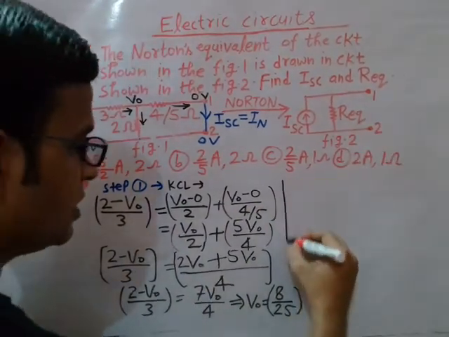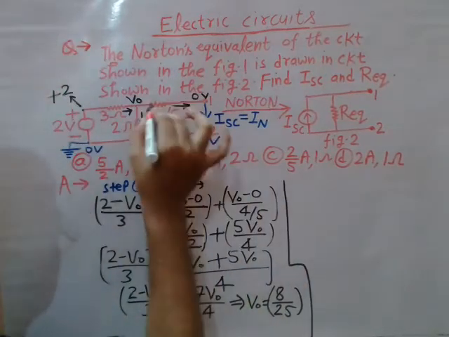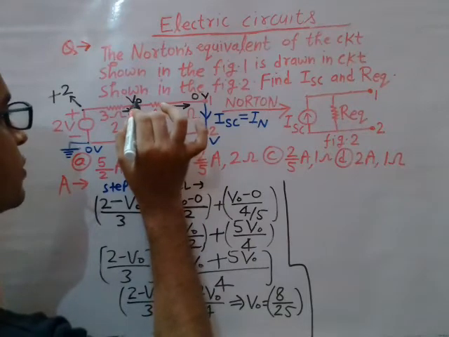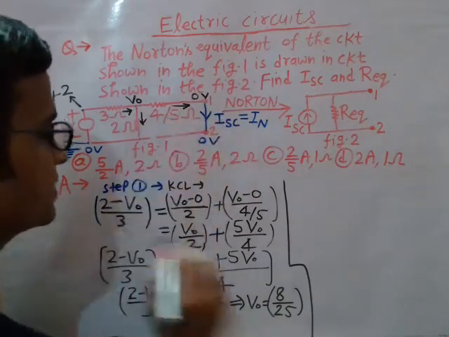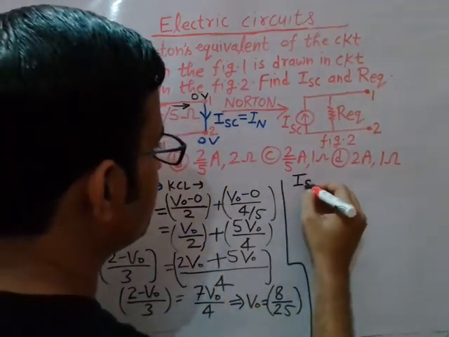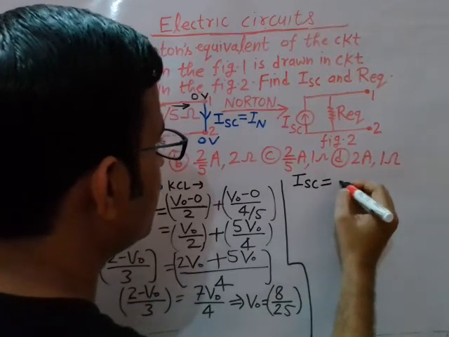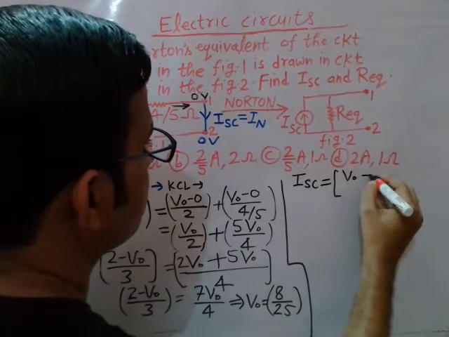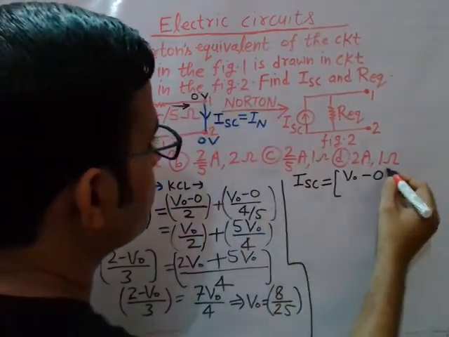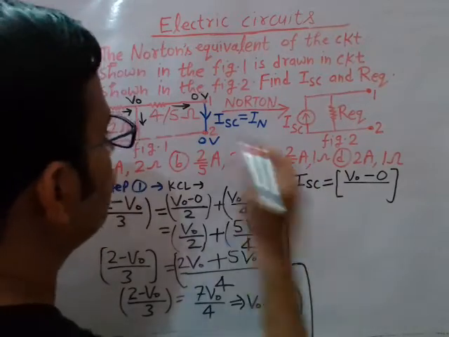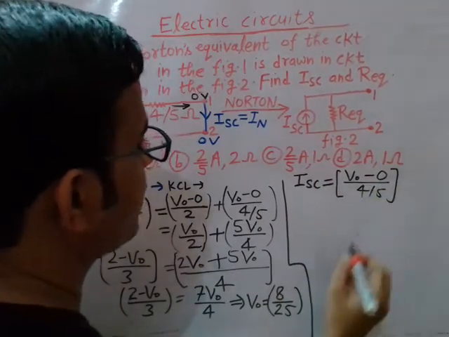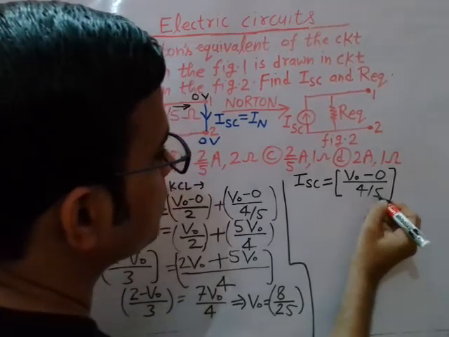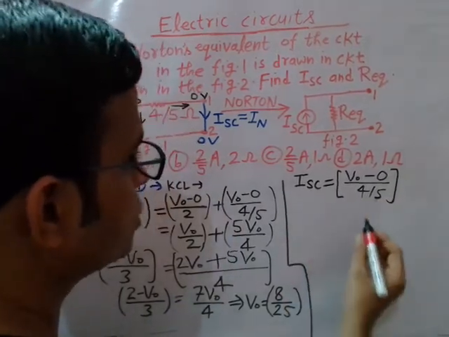Now you can easily calculate. Once you get this V naught, you can easily calculate the short circuit current, because short circuit current is nothing but the potential difference of this node and this node divided by this resistance. So the short circuit current, which is nothing but the Norton current, is equal to V naught minus 0 divided by 4 by 5. So now you have calculated the short circuit current.